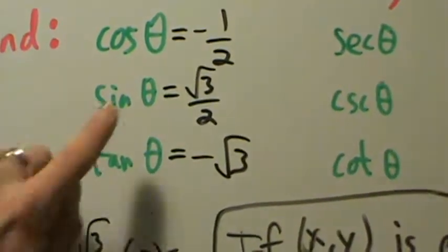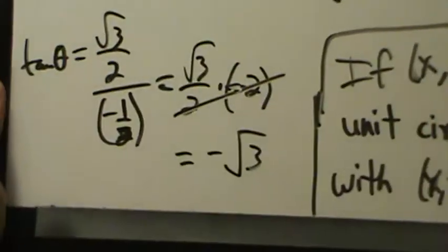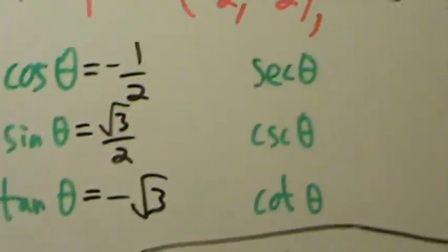Again, just take sine of theta divided by cosine of theta and then simplify, and you just get negative square root of 3.